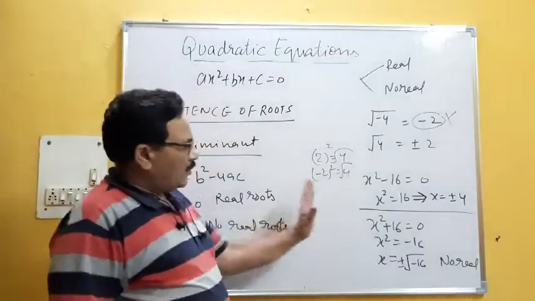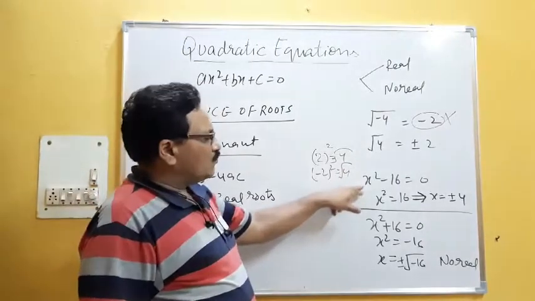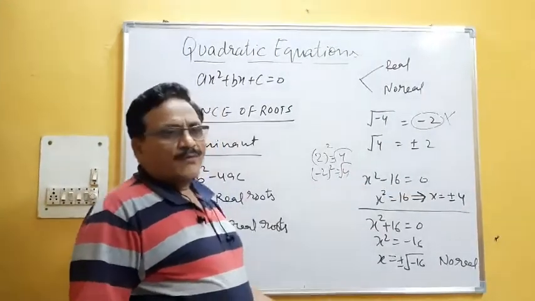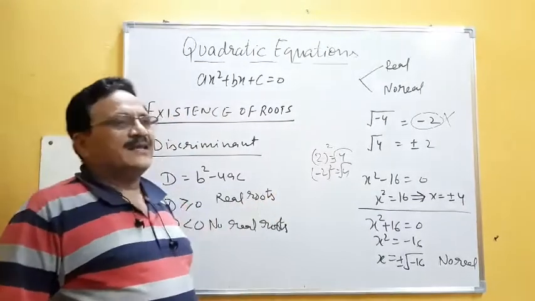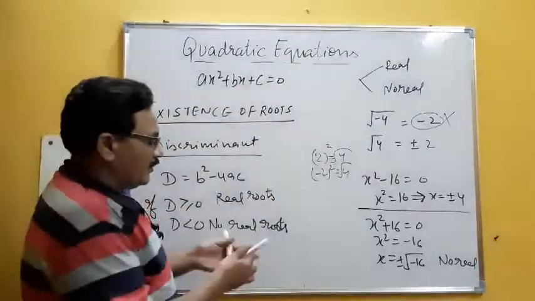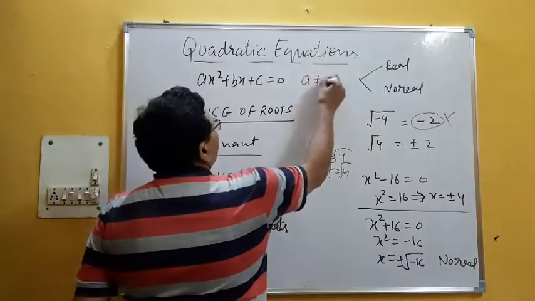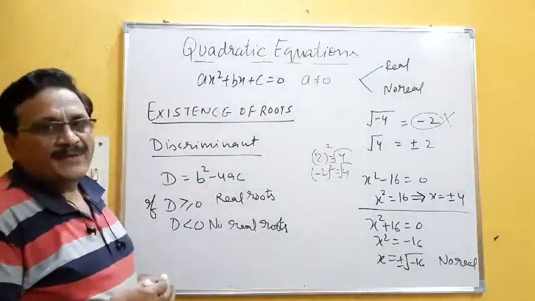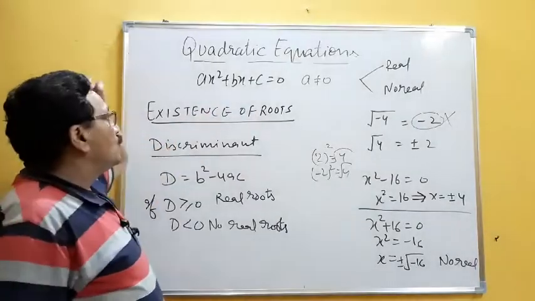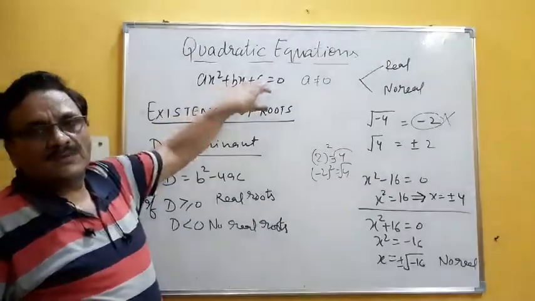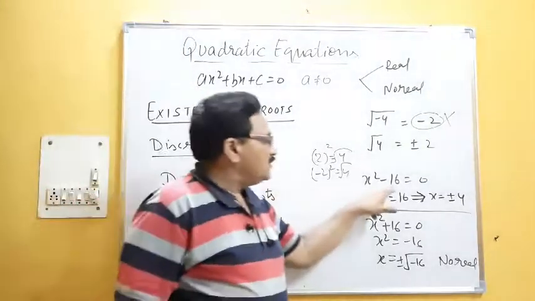Here is one example: x square minus 16 is equal to 0, and you have to find its roots. First of all, it is a quadratic equation. We have already discussed the form ax square plus bx plus c, where a should not be equal to 0 and a, b, c are real numbers. So b may be 0, no problem. c may be 0, no problem. So here b is 0.